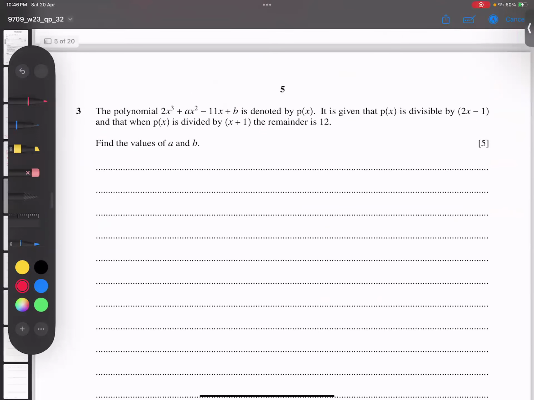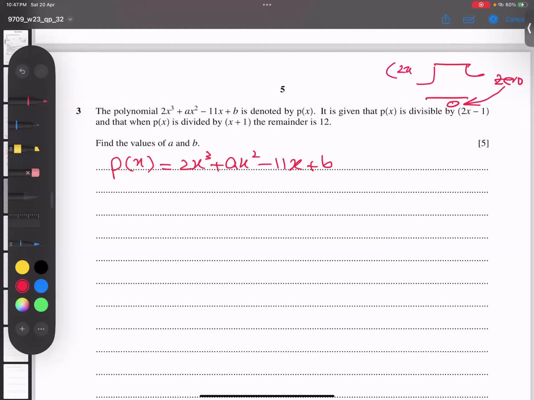He said that the polynomial is denoted by P of x. So let's do it. P of x is equal to 2x to power 3, plus ax to power 2, negative 11x plus b. It is given that it is divisible by 2x minus 1. Okay, and divisible means whenever we divide, we do long division, and the end answer, the remainder, must be 0. If I keep 2x minus 1 outside and the whole big polynomial inside, this is the situation when he said divisible by.